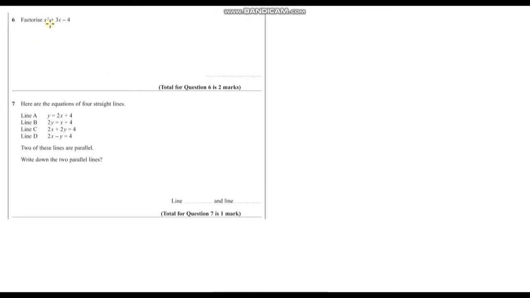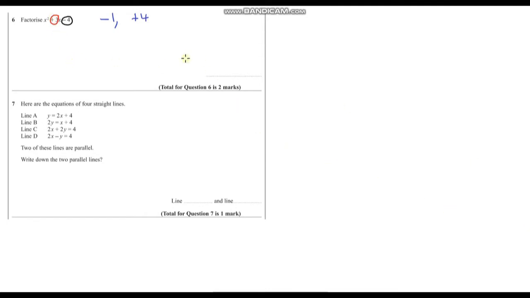Question 6, factorise x squared plus 3x minus 4. Well, to factorise these sort of expressions, we're going to first of all look to see whether there are two numbers that multiply together to get negative 4 and add together to get positive 3. And it looks like there are two numbers. One of them has to be negative and one of them has to be positive to get a negative answer. So the numbers I'm thinking of are -1 and +4. Let's just make sure we've got that correct. So -1 times 4 is -4, and -1 plus 4 is +3.